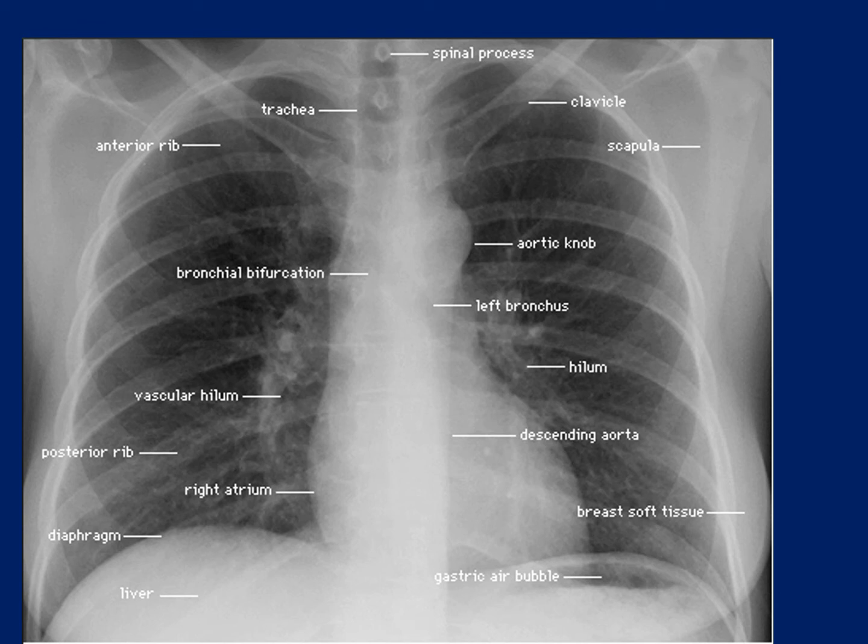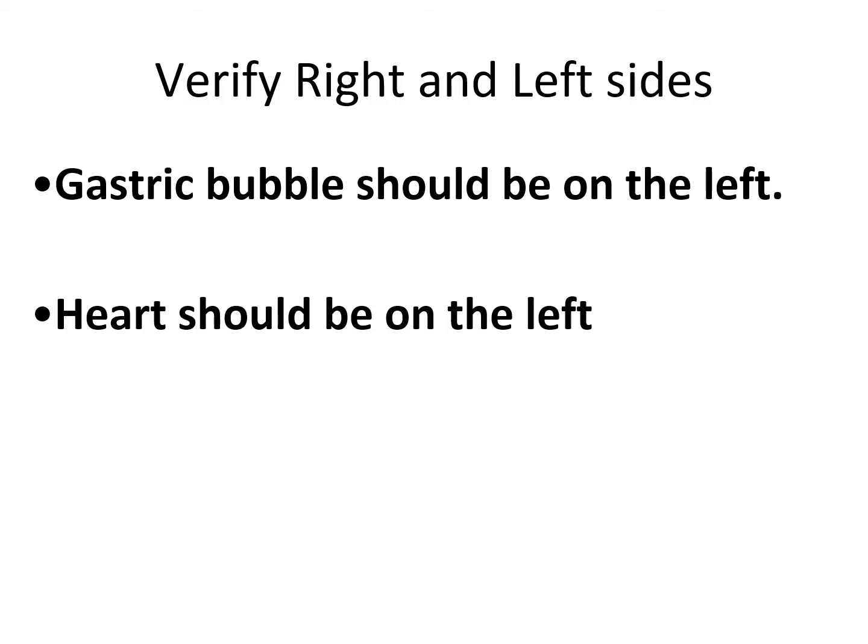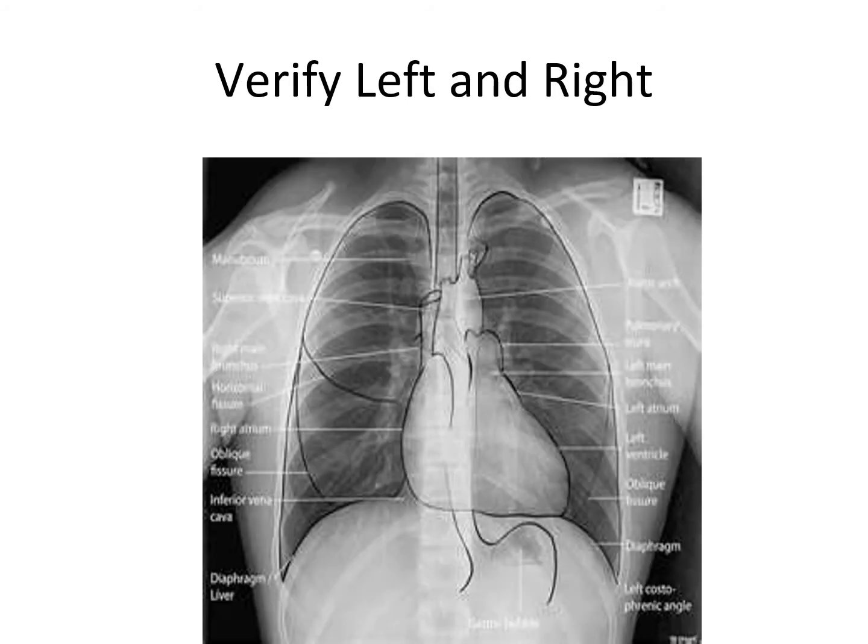And if you look at that other resource I gave you, that'll go over some things for you too. So again, heart should be on the left, gastric bubble should be on the left. Here's another one. I had to enlarge this picture. It's not as clear as far as being able to read it as well. But you've got your costophrenic angles, your diaphragm. You can kind of see the oblique fissure. Kind of outlines the heart for you. You can see the superior vena cava.